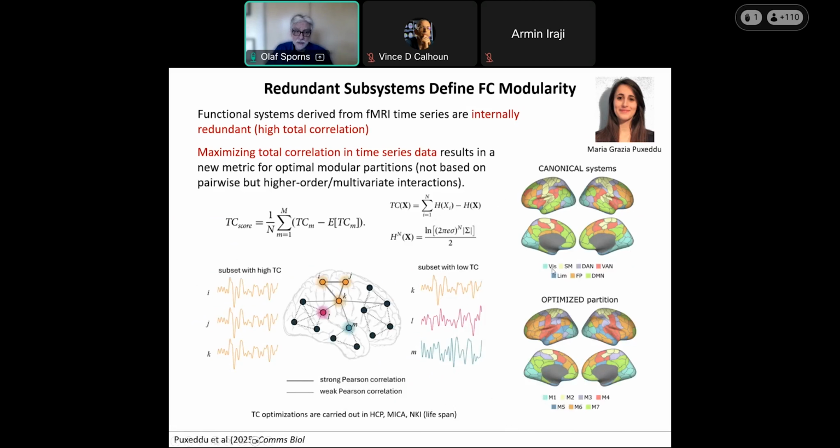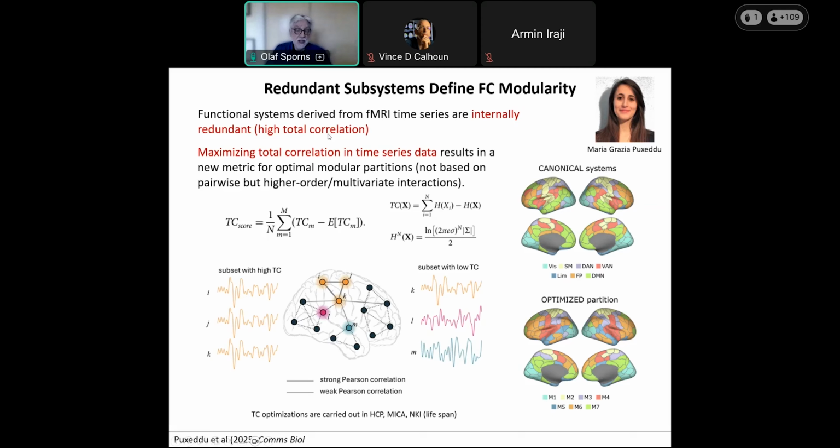Working with, again, my former postdoc, Maria Grazia Puxeddu, we recognized at one point that we could actually come up with a new way of clustering functional connectivity data sets based on information theory, not based on edge weights or densities of connections or things like that, but based on the time series and the amount of information that is embedded in them. The idea is as follows. Functional systems are internally redundant. They're composed of regions that are somewhat alike with each other, that have highly correlated temporal dynamics. It's redundancy, same information represented across multiple nodes. These nodes then jointly constitute a functional system.